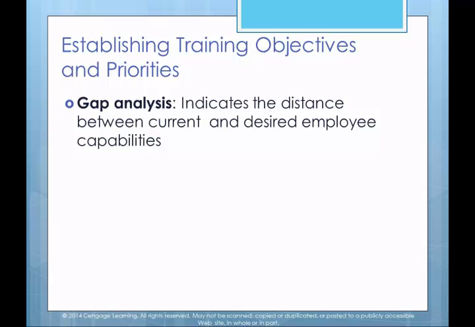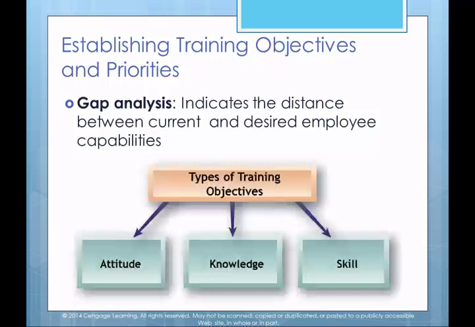Establishing training objectives and priorities. So you've got to do a gap analysis after all of this. This really determines what your gaps are in your areas, and it indicates the distance between the current and desired employee capabilities. These are the types of training objectives that will be necessary.